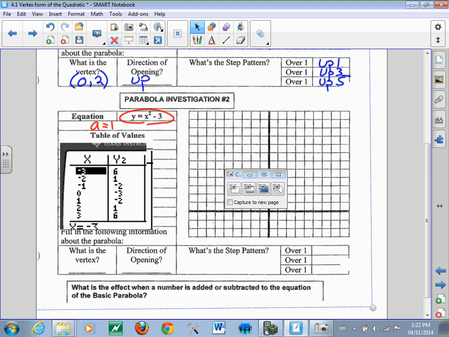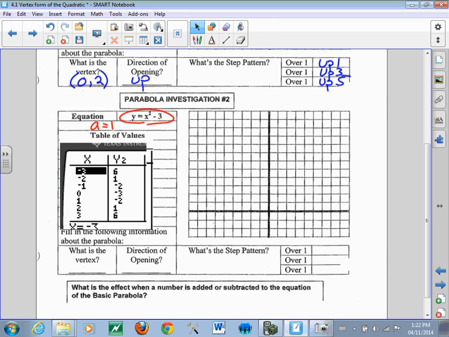All right, so taking a look at our table, folks, we notice that we got 6, 1, -2, -3, -2, 1, 6. So you look for the turnaround point. That automatically tells us our vertex. So we can circle, put in our vertex, which is there, of 0 and -3. In this case, A is still 1, so we're still going to have the same step patterns.